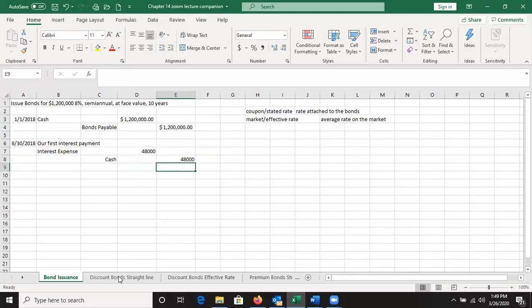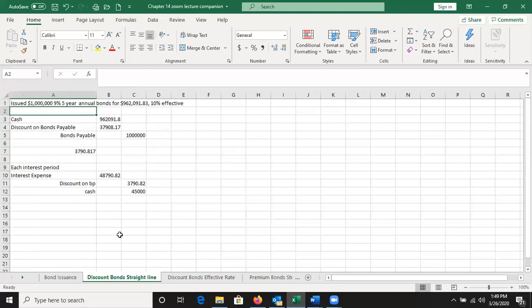Oh, horrible. Oh well. Discount bonds. So, bonds issued at a discount.